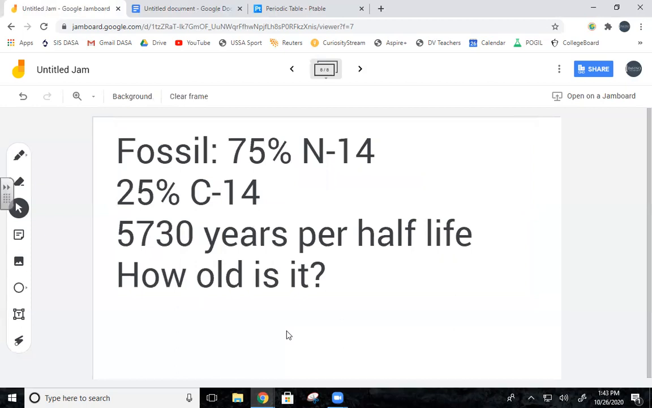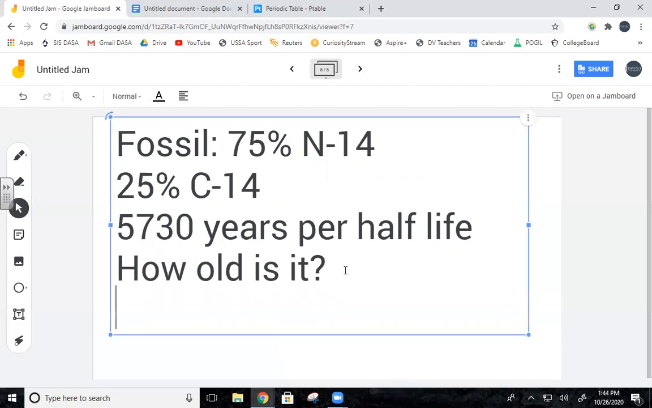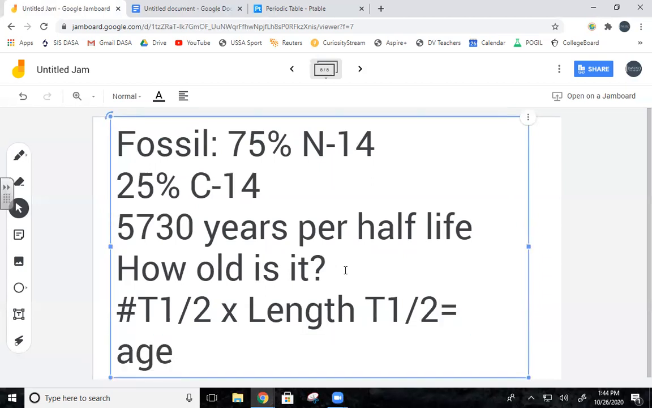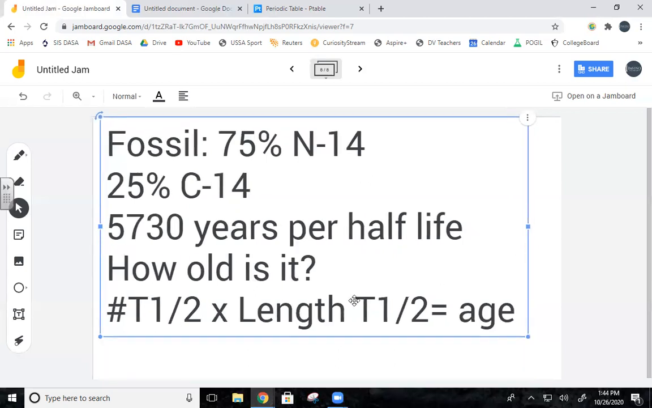So how do we determine the age of something using carbon dating? Well, the equation is actually quite simple. The equation is number of half-lives, T half, multiplied by the length of each half-life, length of T half, equals age. Okay?